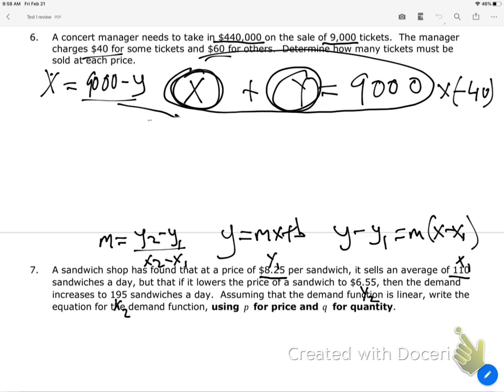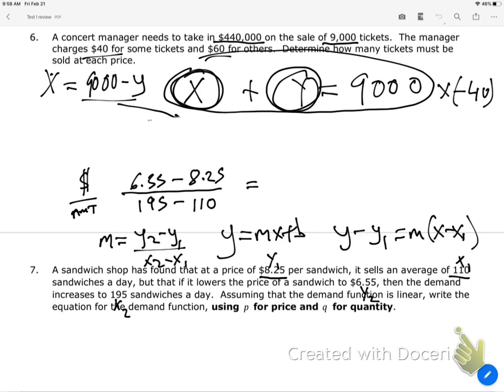All right, so here we go. So y2, how many do we have? What's the price? Okay, here we go. y2 is $6.55. The difference in the price over the amount, all right? The amount of actually sandwiches. Minus 8.25 all over, right, which is x2. x2 is 195. And x1 is 110. Okay, so again, it's like saying the price over the amount that you've made. Okay, it's like the average rate of change.